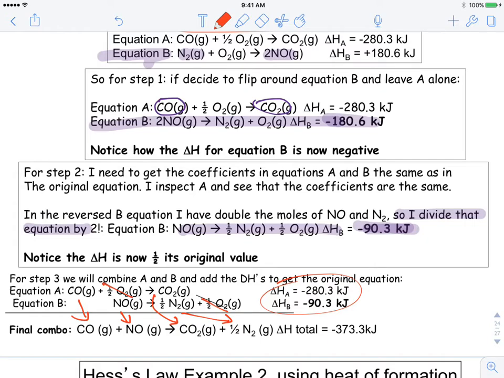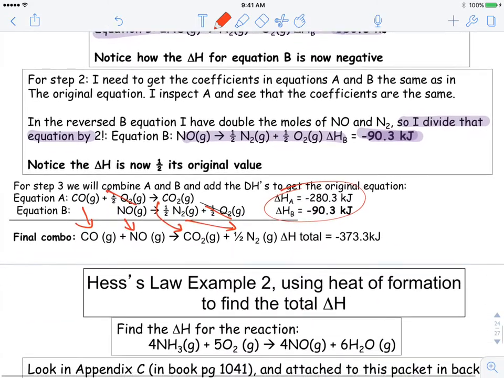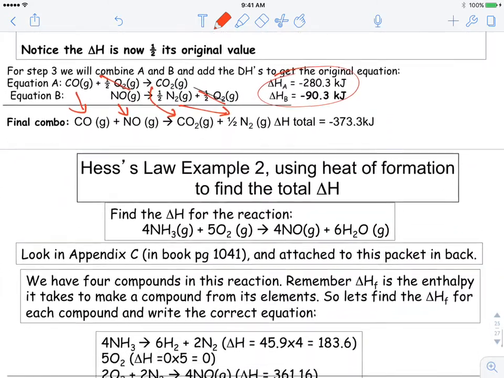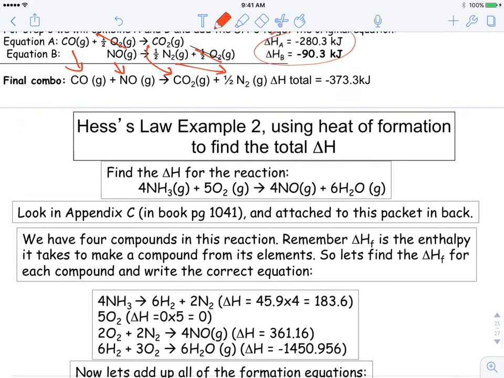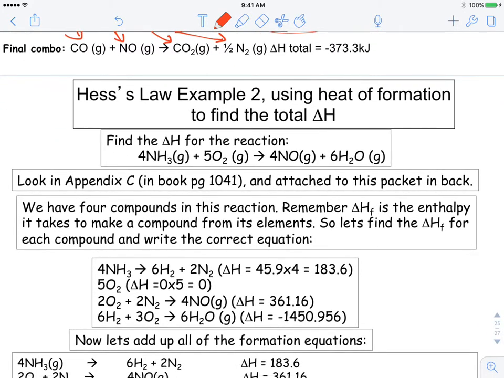Now, what if I want to use heat of formation? So when I do heat of formation, I'm given an equation like this. Here's my delta H for this reaction. I don't know what it is. Delta H equals question mark. And so now I could go into table C and look up the heats of formation.